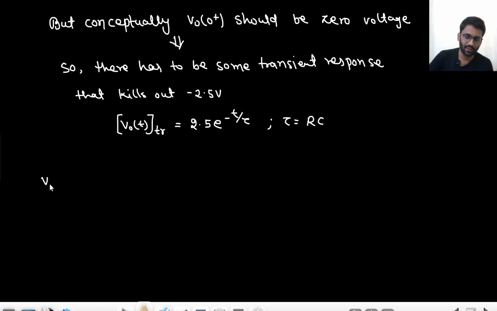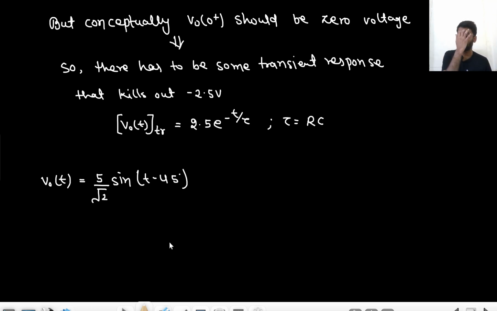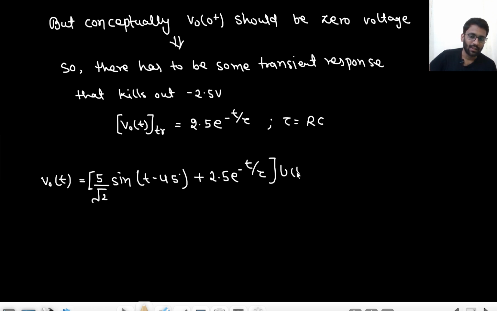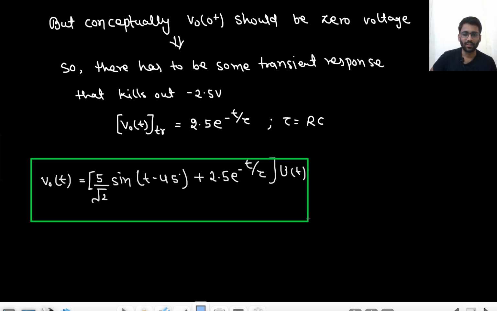So what is your V naught t finally? That is 5 by root 2 sin(t minus 45 degree) plus the transient. Okay, first you calculated your steady state response, then you got to know that at t equals 0 you are getting minus 2.5. That means there has to be some transient that gives you plus 2.5, and eventually that transient will die out. So this is your final response, and you will multiply by u(t) here because the switch was closed at t equals 0.